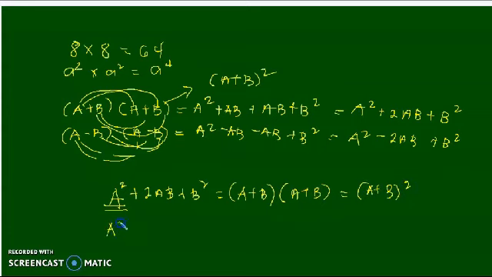Similarly, for a squared minus 2ab plus b squared. So again, get the square root of the first term, which is a, and then the square root of the last term, which is b, and then follow the sign of the middle term. So minus. So a minus b times a minus b, or that is the square of a minus b.